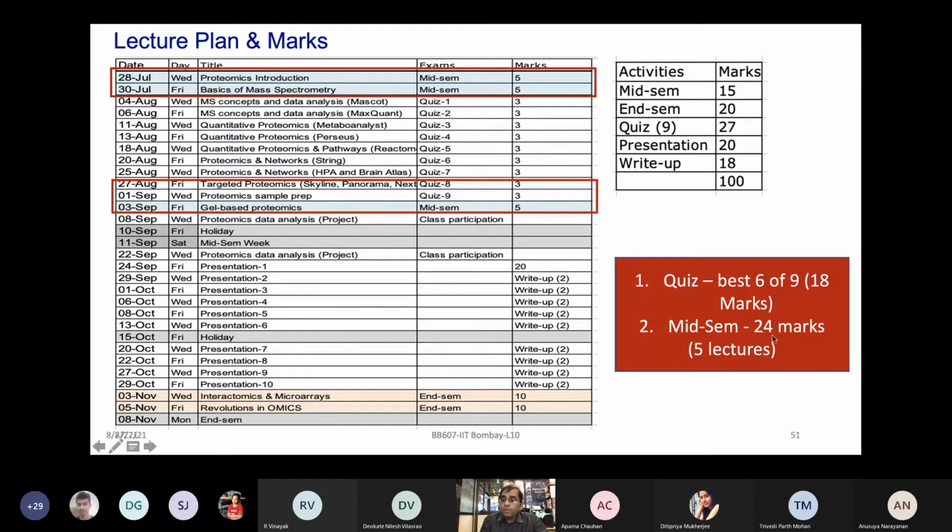But we are going to add those in the mid-sem. Earlier I mentioned these 3 lectures, but now I have added 2 more lectures: today's lecture, targeted proteomics, and the next lecture on sample prep. Even those will be part of the mid-sem along with the other 3. So a total of 5 lectures will be part of the mid-sem, which will give you 24 marks.